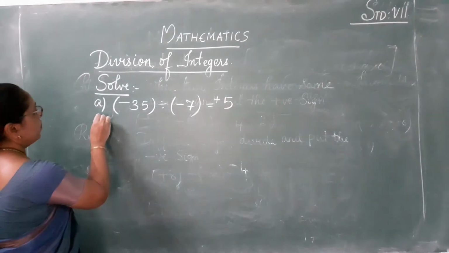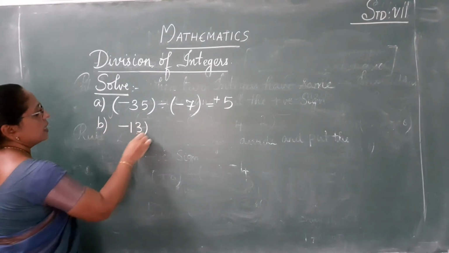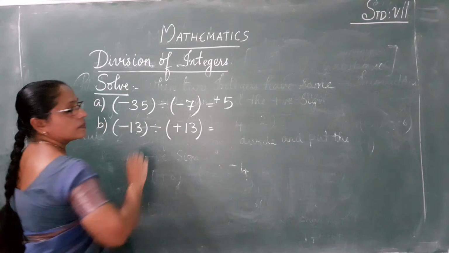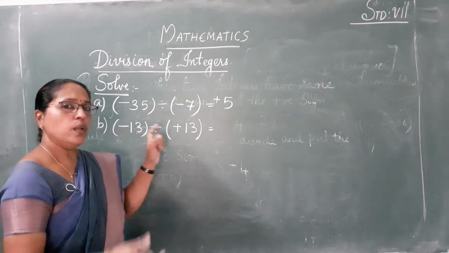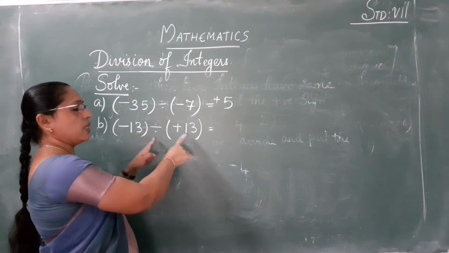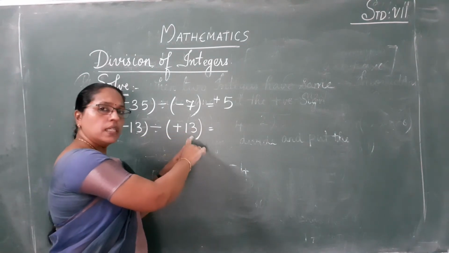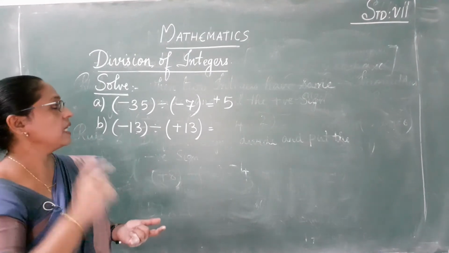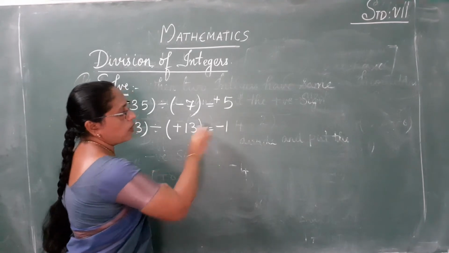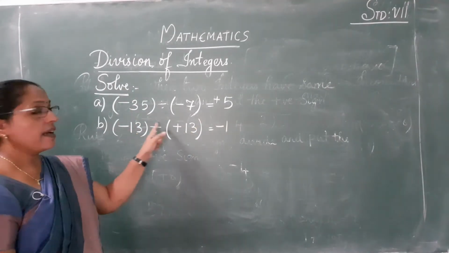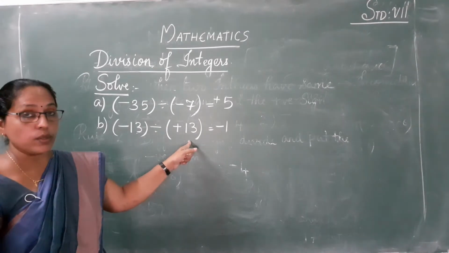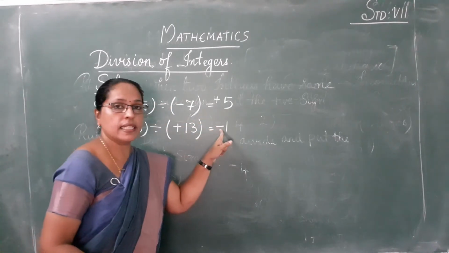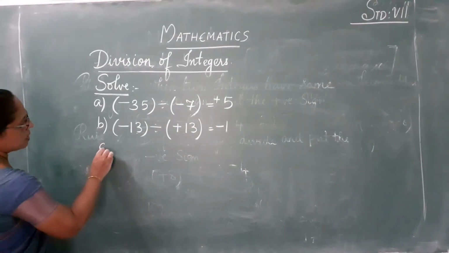Okay, next one, B. Negative 13 divided by positive 13. They have different sign. Look at the sign finally. First you do the division. 13 divided by 13. How many times is 13 in 13's table? Exactly, 1 time. So it will become negative 1. How come the negative? Because they are having different signs. So the second rule says, when the two integers have different sign, divide and put the negative sign.